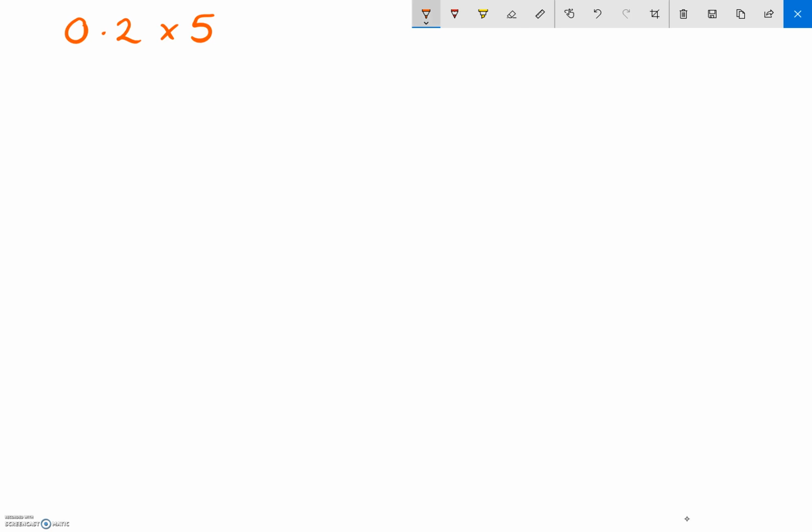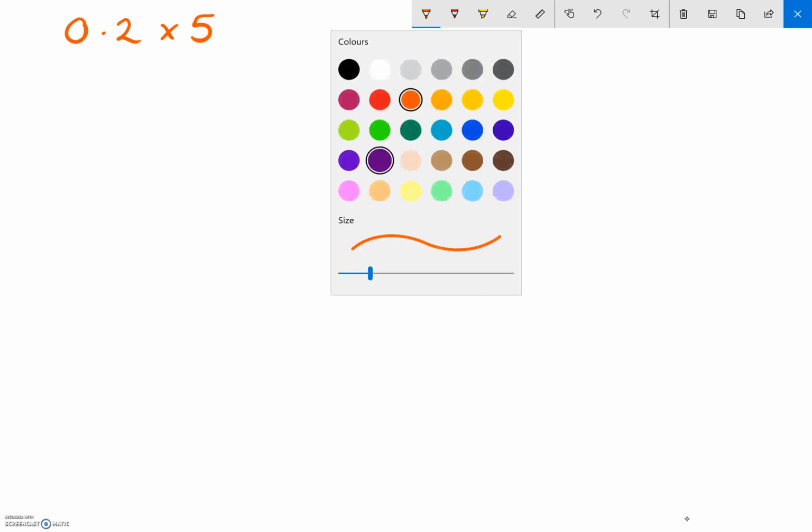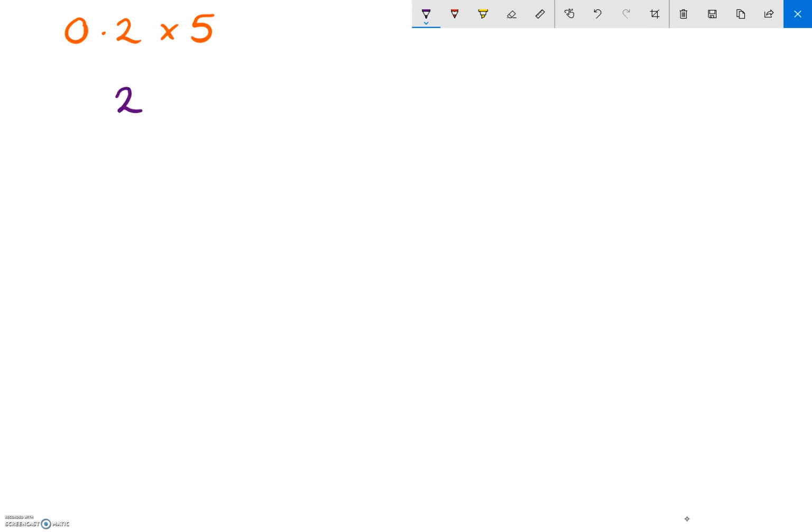So when I look at that question, I think that looks rather a lot like the question 2 times 5. Now I know that 2 times 5 is 10. And what's happening is that this 2 is 10 times smaller. It's being divided by 10. 2 divided by 10 is 0.2. So, because my question has been divided by 10, I need to divide my answer by 10.